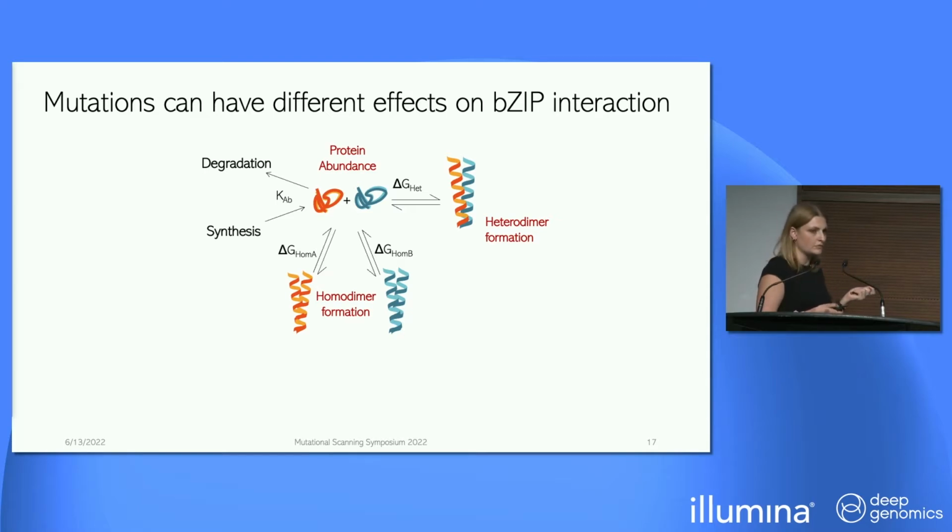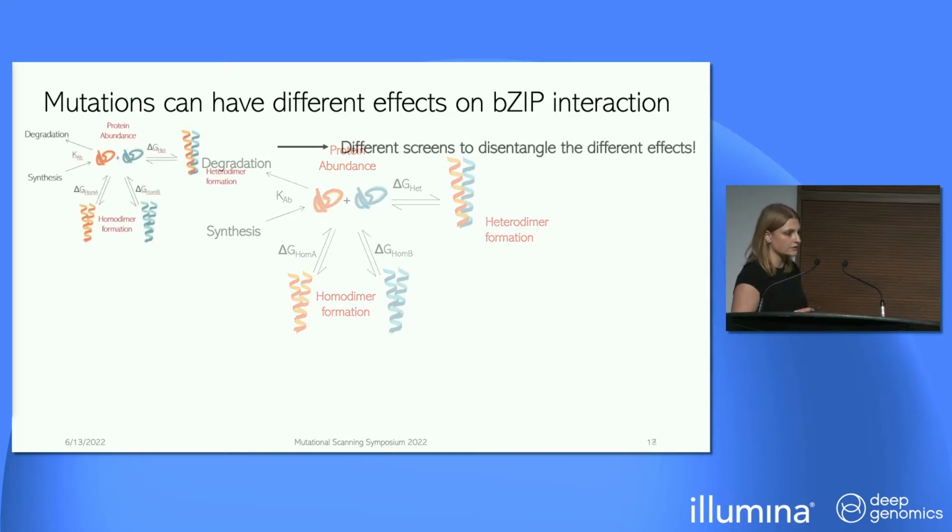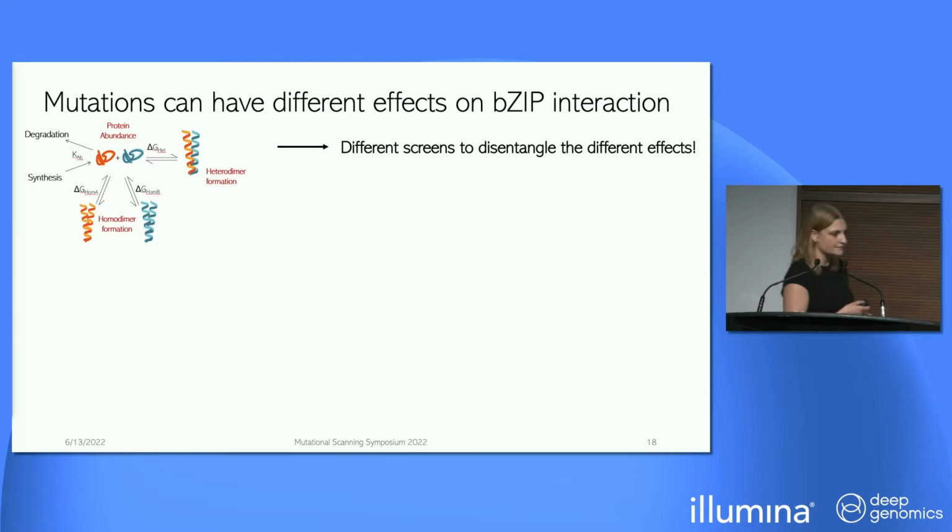And this heterodimer formation can be affected either by, of course, a change in free energy in heterodimer formation, but the mutations could also affect this indirectly via changing the rate or the free energies of homodimer formation, and also by changing the steady-state protein abundance, for example, by affecting degradation rate. So actually, to disentangle these different effects, we are also going to measure different phenotypes. We're going to perform different screens.